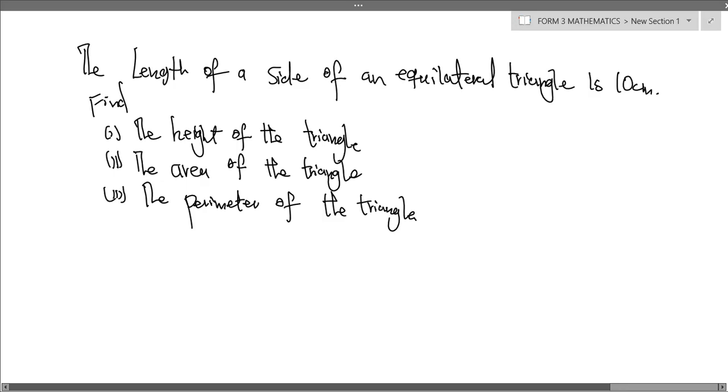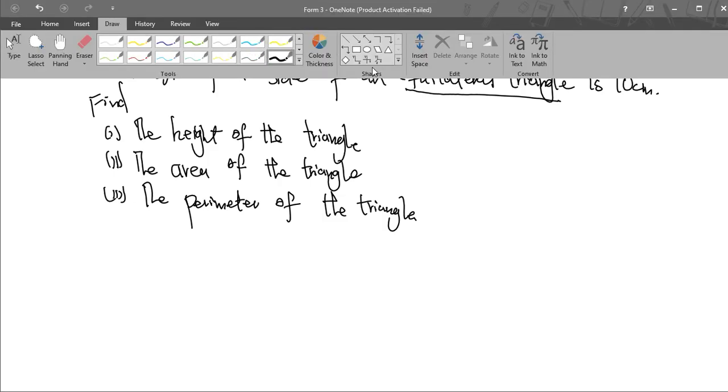So in this question, they did not draw any diagram. You have to figure everything out yourself. So how do you do that? First of all, you have to read the question and know the meaning of every single word. So the length of the side of an equilateral triangle. You should know what an equilateral triangle is. What is an equilateral triangle? An equilateral triangle is a type of triangle that has all its sides equal.